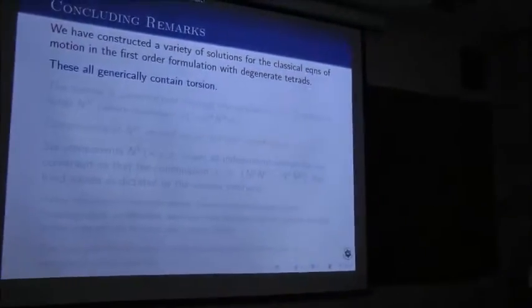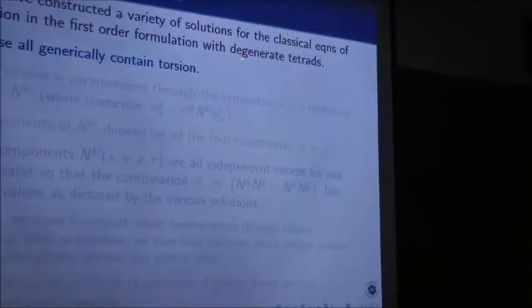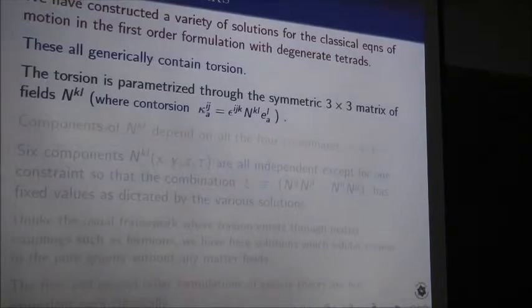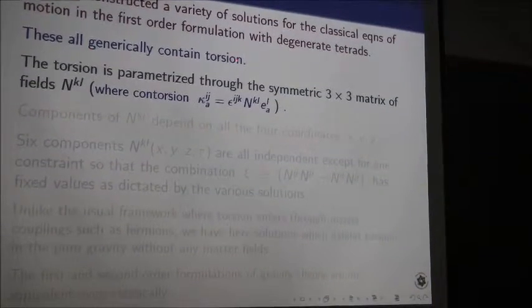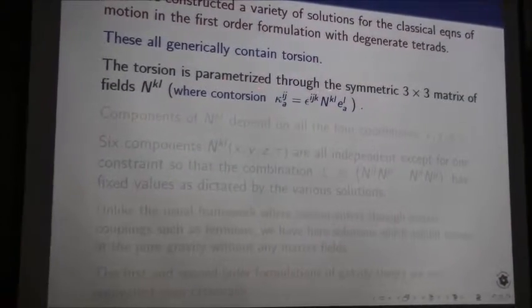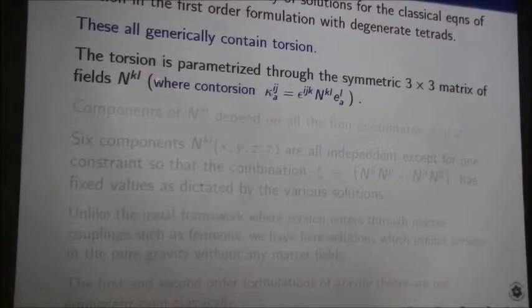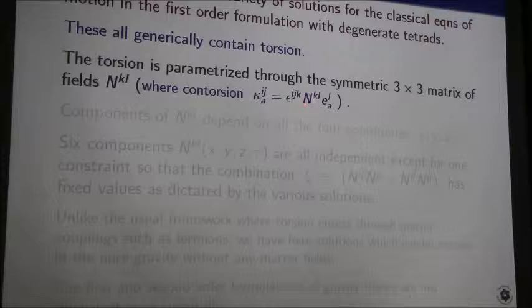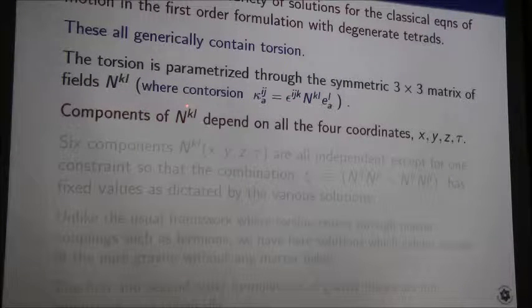So what we have constructed here is a variety of solutions of the classical equations of motion in the first order formulation with degenerate tetrads. And to repeat, these all contain torsion. The torsion was parameterized through the symmetric three-dimensional matrix N_KL, where contortion was defined as epsilon_IJK N_KL E^A. Now the components N_KL depend on all 4 coordinates x, y, z and tau.